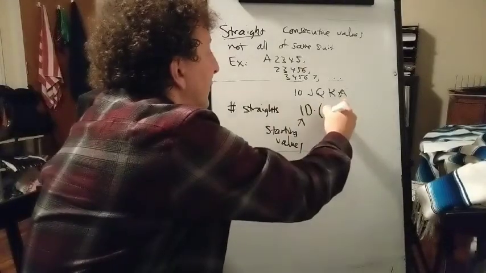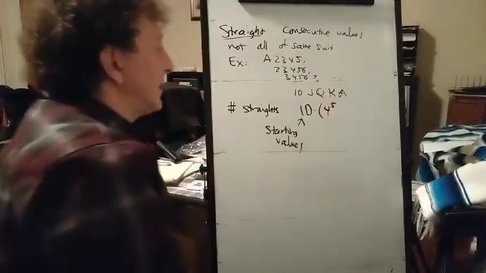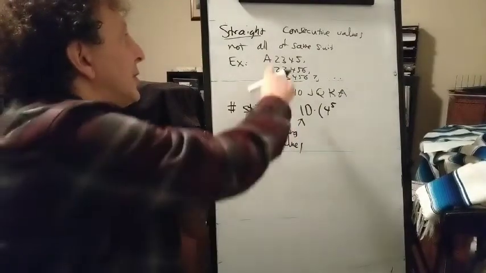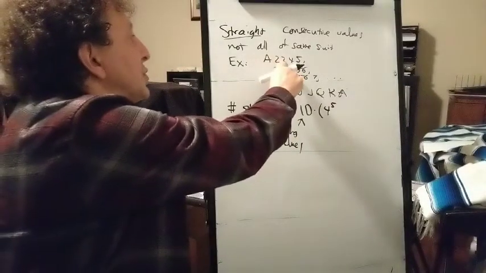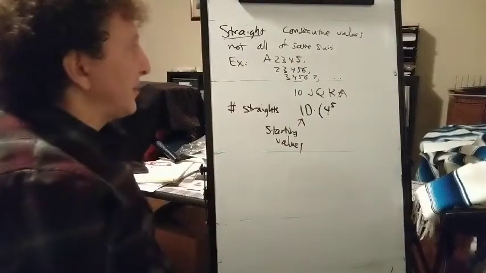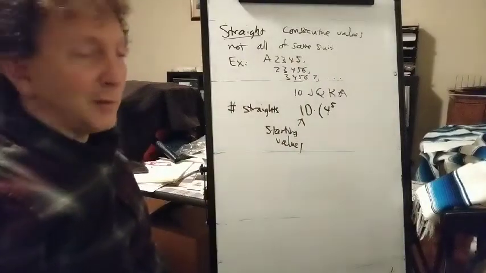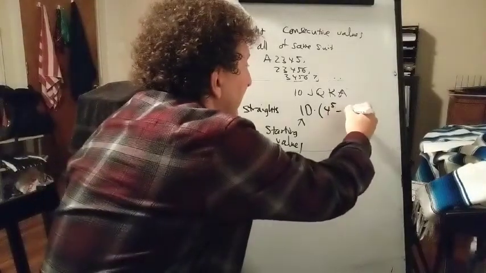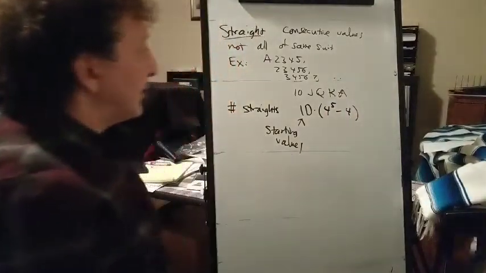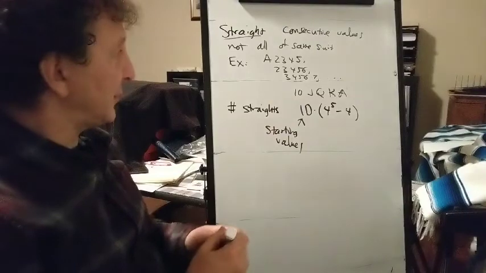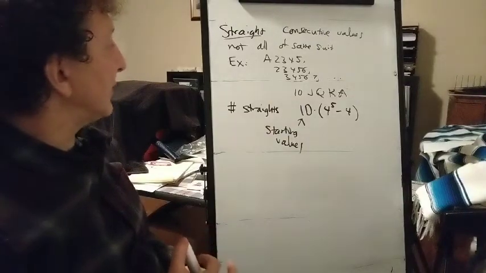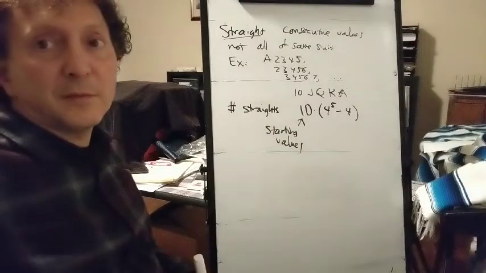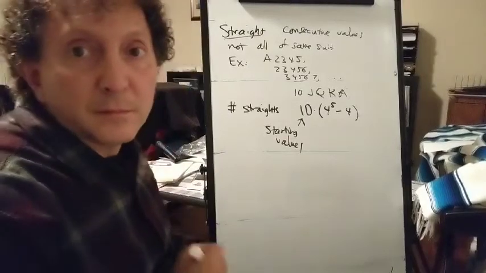Then we could have any collection of suits, 4 choices, 4 choices, 4 choices, 4 choices, 4 choices. That's 4 to the 5th, except we're not allowed to have them be all of the same suit, because that's a different hand. So 10 times 4 to the 5th minus 4 poker hands are straights.